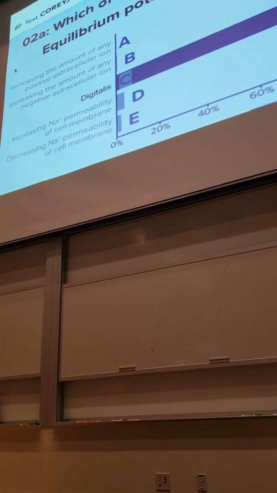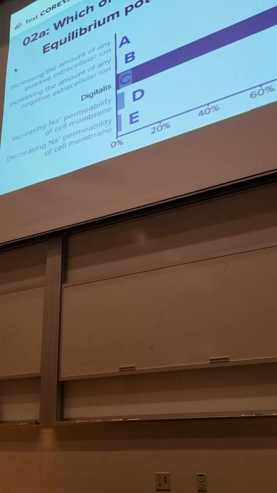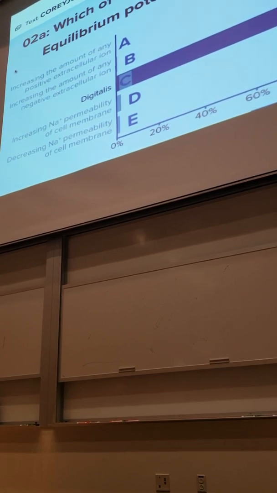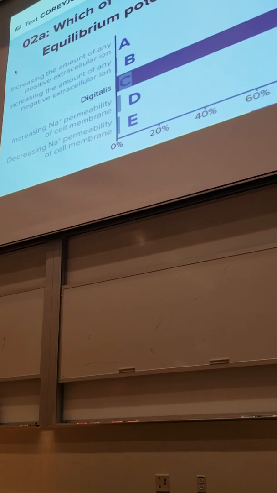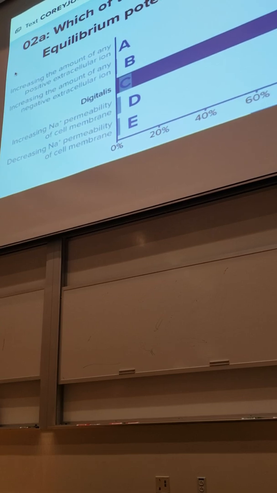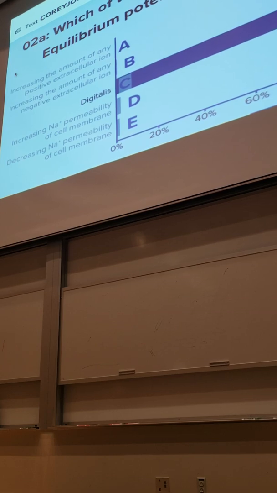What does digitalis do? It messes up the sodium potassium ATPase. Okay? So if we have a pump whose job is to make the sodium gradient strong, and we interfere with its activity, what's going to happen with the sodium gradient? The concentration gradient is going to decrease, it's going to be less strong. And therefore, we've diminished the equilibrium potential for sodium.